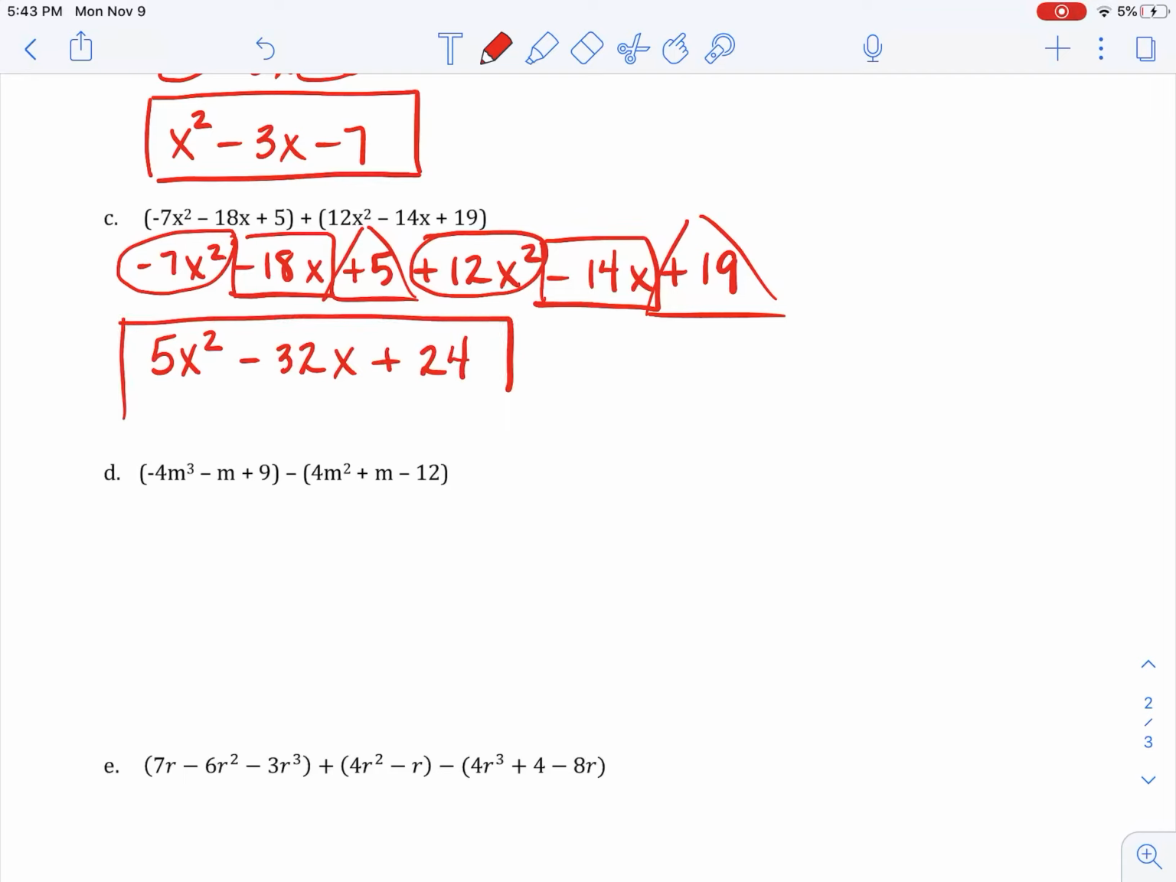Again, you don't have to shape code them like that. It's fine if you don't, but make sure that you combine the like terms, and when you do that, you do not change any exponents. When we add or subtract like terms, the exponents do not change.